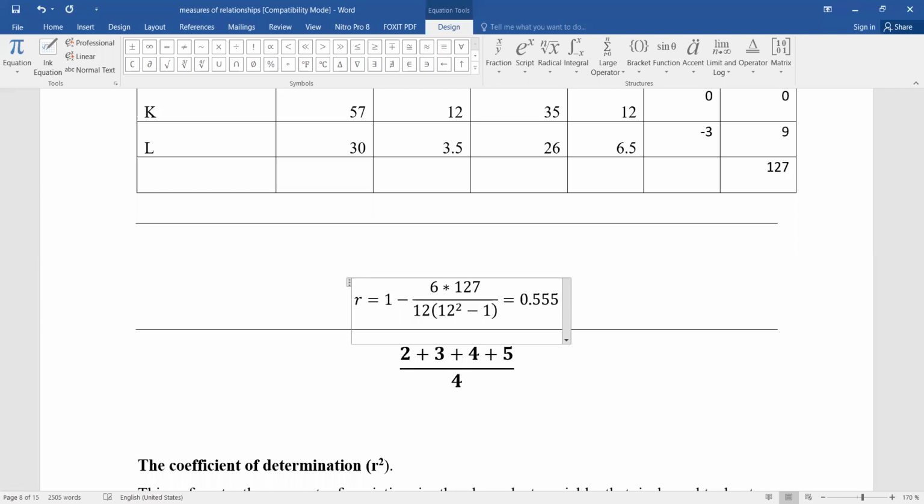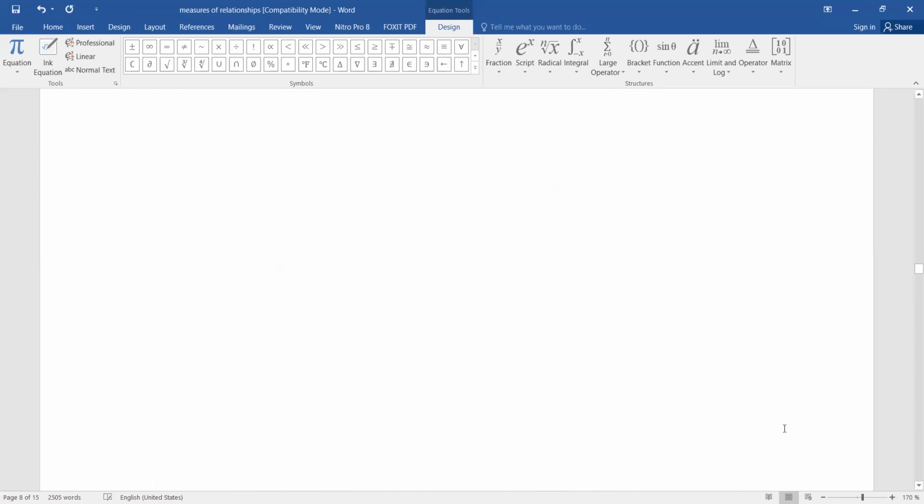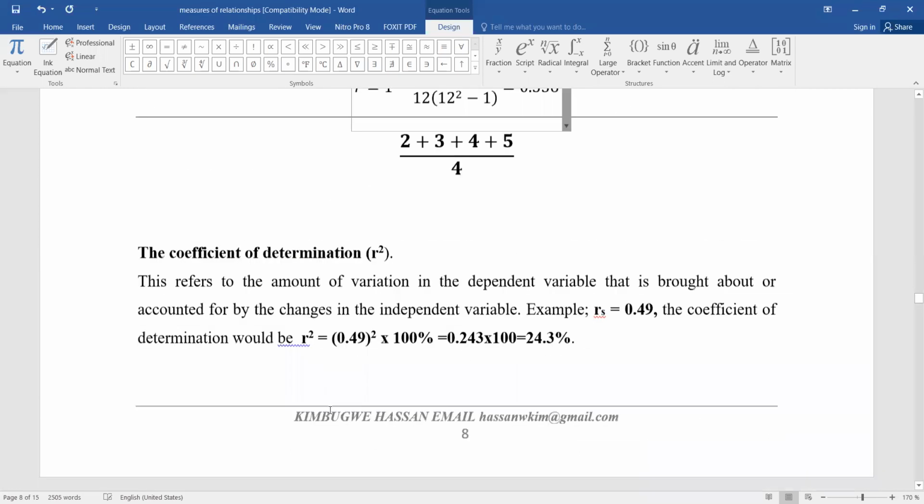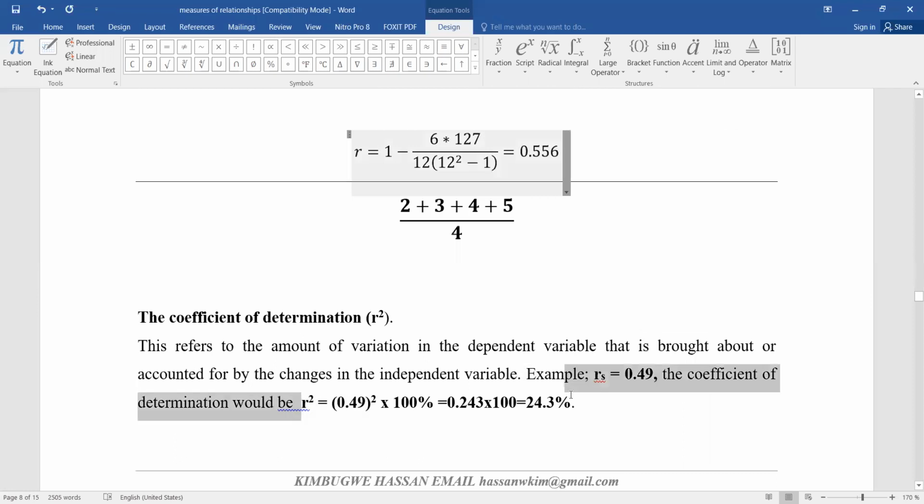5, 5, 6. So the question was, do they have the same opinion? Yes, they have the same opinion because it is positive. Since it is moving the same direction, as in we've gotten a positive answer, we can say that they have the same opinion.